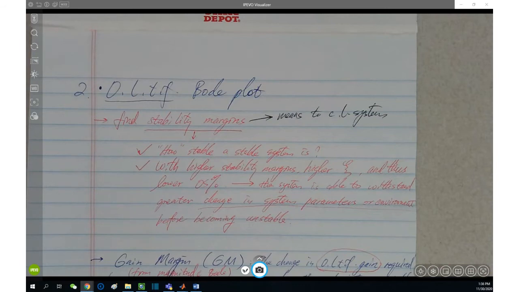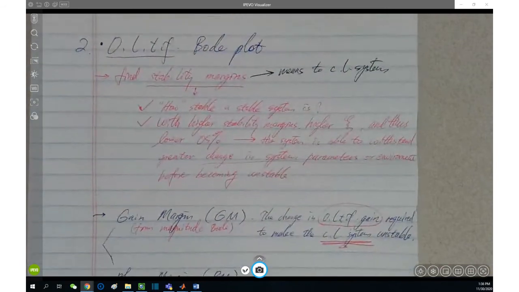It's just like in the previous module, where we used the open loop transfer function to find the root locus, which is the path of closed loop poles. Remember? Here is a similar pattern. We are using the open loop transfer function Bode plot to find the stability margins for a closed loop system, because we don't care about the open loop system performance. We only care about the closed loop system performance. However, we are using the open loop transfer function.